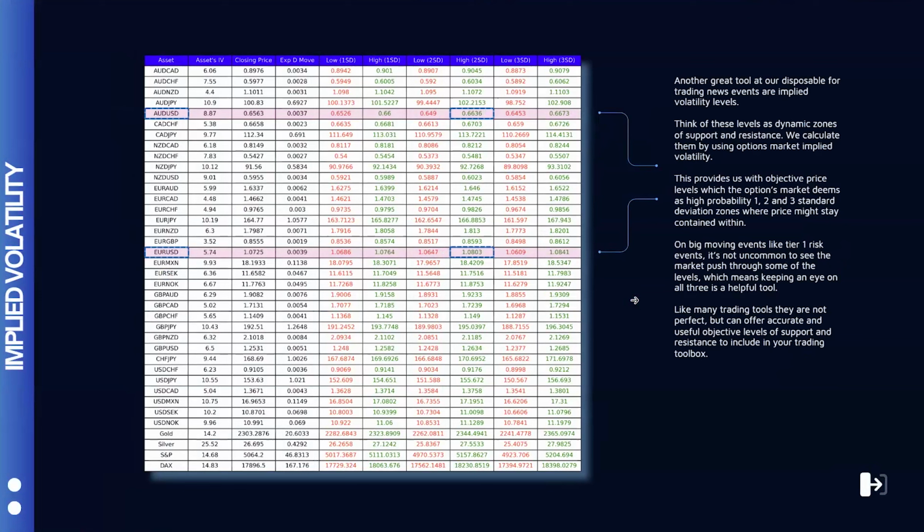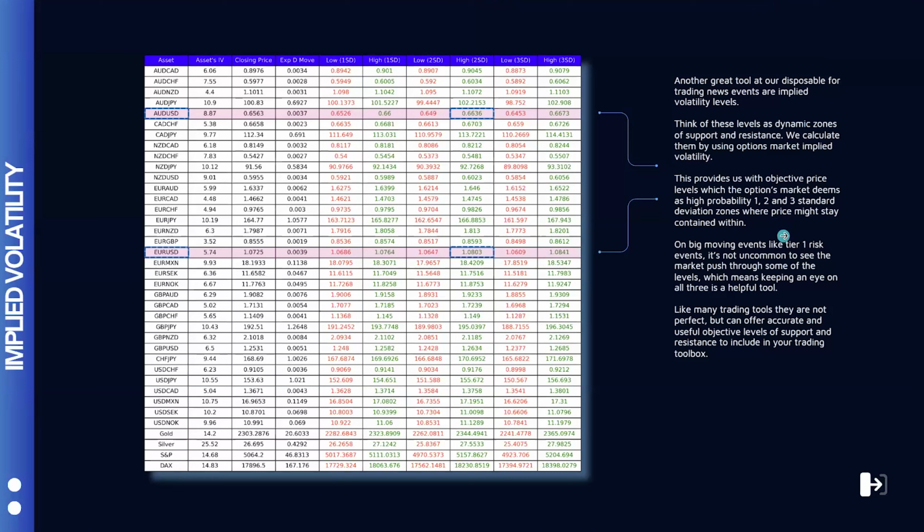A 1, a 2, and a 3 standard deviation, as you can see here on the chart. And for the most part, the options market has these levels set as levels where they think price will stay contained within. Now, of course, price won't always stay contained within these levels. Sometimes on a big tier 1 event like NFP or CPI, you could see it slice straight through the first and the second, sometimes even the third level fairly quickly. But these levels act as fantastic zones to consider for profit taking and stop loss placement.